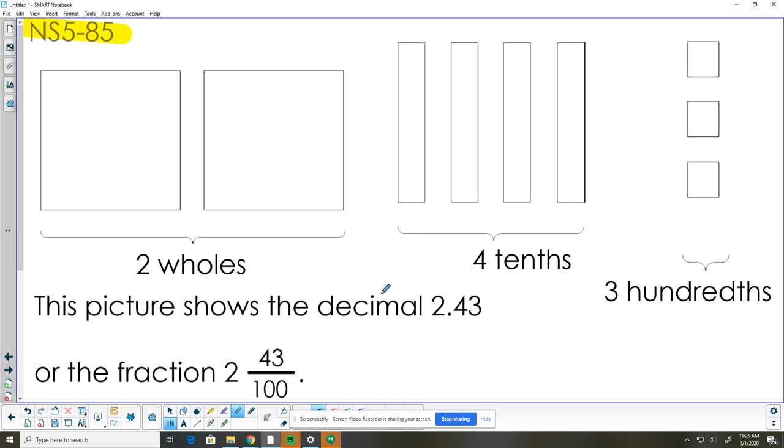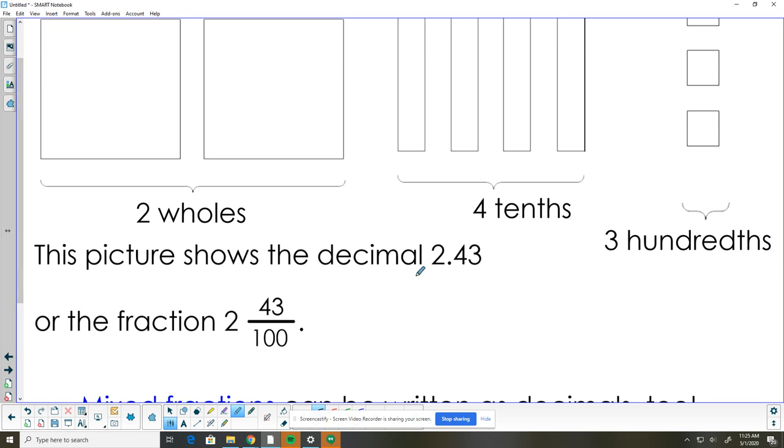If I have a number larger than 1, if I'm using my base 10 blocks and I have a number larger than 1, I have 2 wholes, 4 tenths, and 3 hundredths. As a decimal, it's written as decimal 2.43. As a fraction, this picture represents 2 and 43 hundredths.